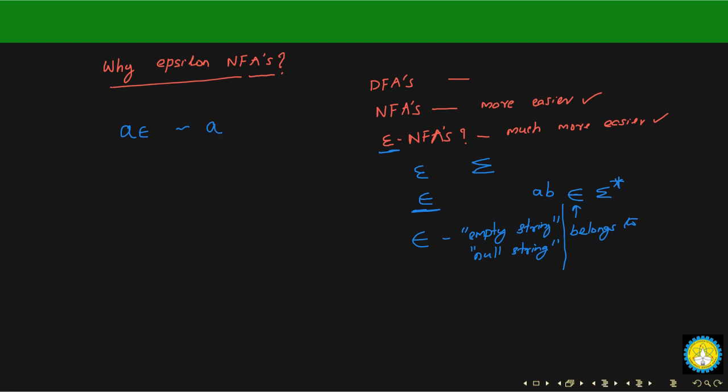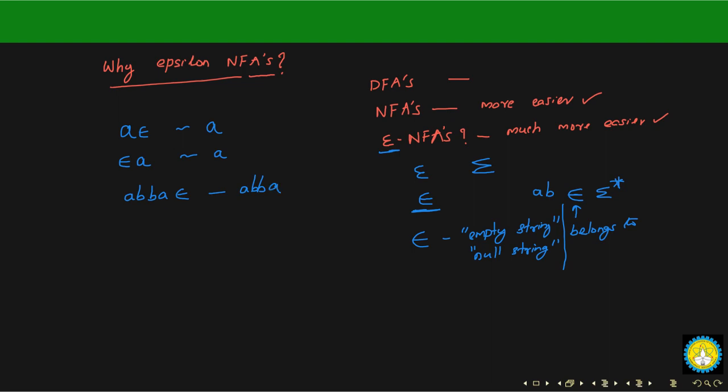Similarly, if you add epsilon in front of A, where A is a symbol, this is also equivalent to A, right? So the addition of epsilon before or after a particular string or a symbol doesn't alter that symbol. It's all the same. This is also true with a word. Suppose I have a word like A, B, B, A, followed by an epsilon. This is also going to be exactly the same as A, B, B, A, right?